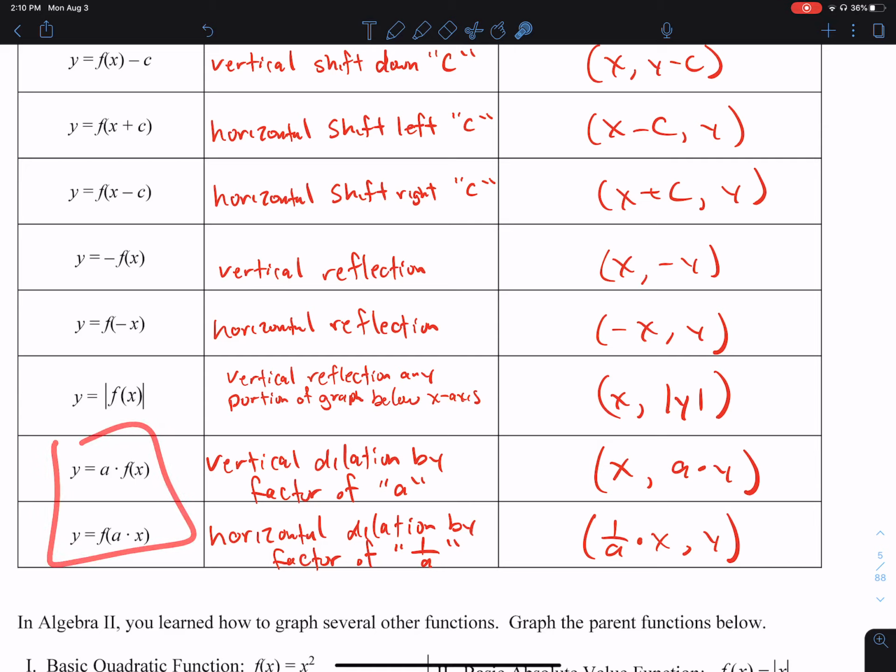Let's go down here. If you're multiplying by a number, it affects the graph with a dilation.